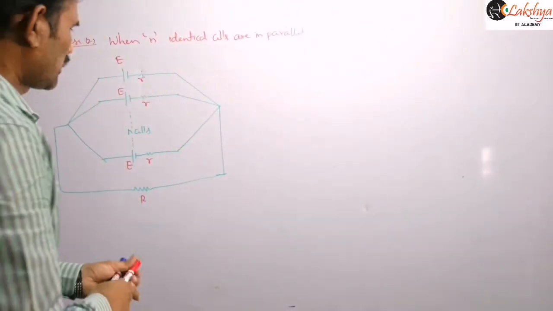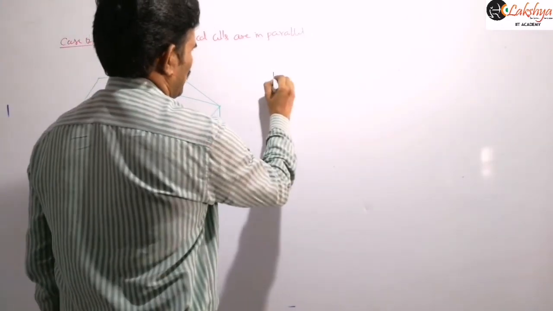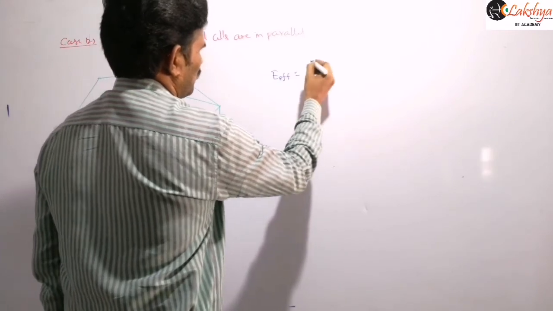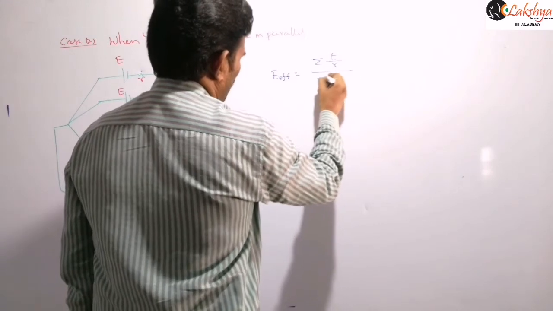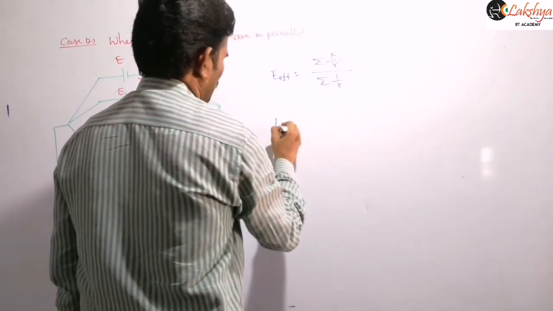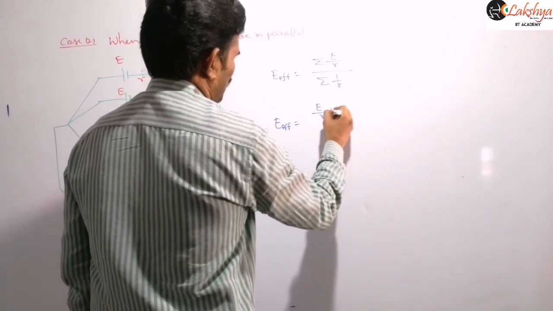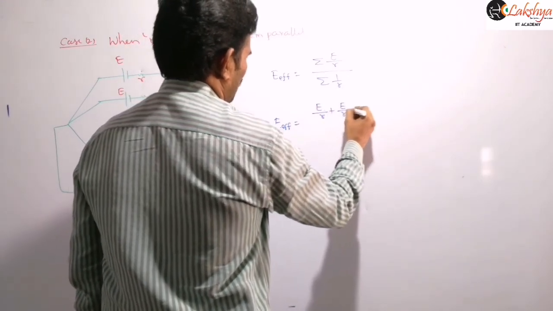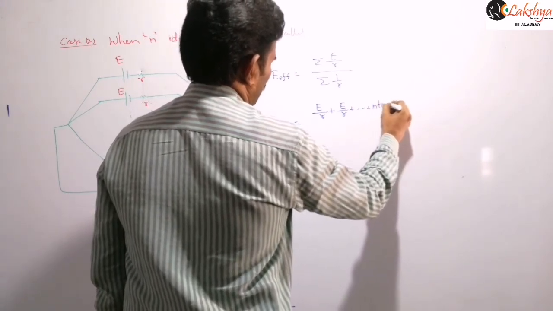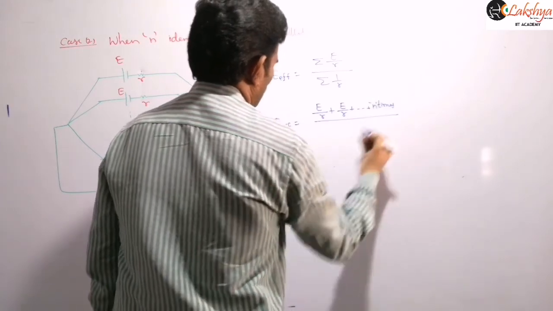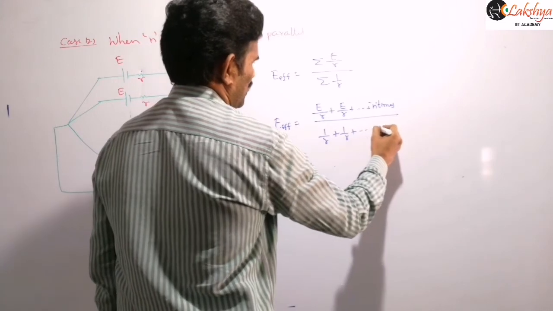I will write the current expression also here. Directly I am writing E effective is equal to, our formula is sigma E by R by sigma 1 by R. So let us apply this formula now. That means E by R plus E by R plus and so on, n times, by 1 by R plus 1 by R plus and so on, n times.